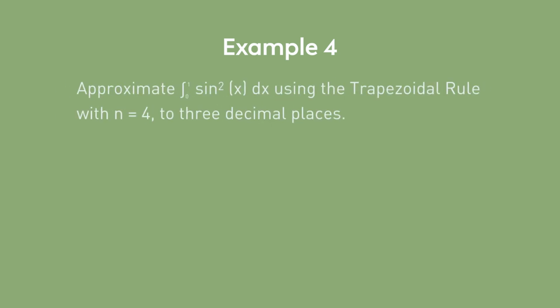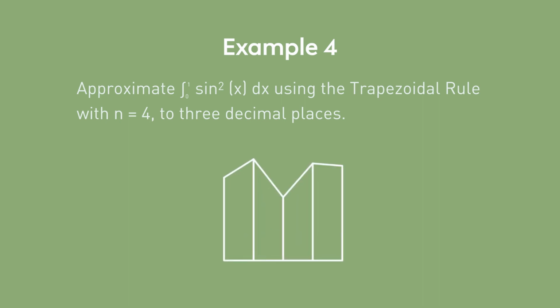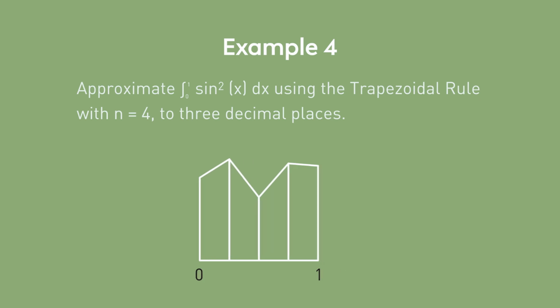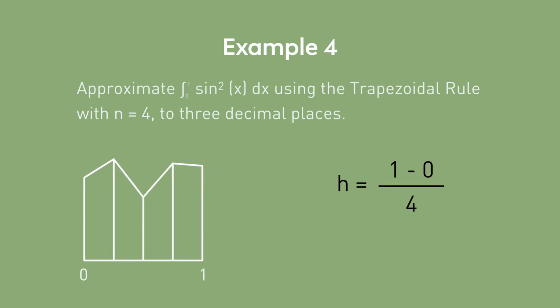Okay, let's redo the last example that we did in the first part of this topic. Approximate the integral from 0 to 1 of sine squared x dx using the trapezoidal rule with n equals 4 to 3 decimal places. First, we know that the subdivision is 4, so we can imagine there's a stack of trapezoids that consists of 4 trapezoids. Second, we know that the interval is 0 to 1, so we can find the height, which is (1 minus 0) divided by 4, and it's 0.25.